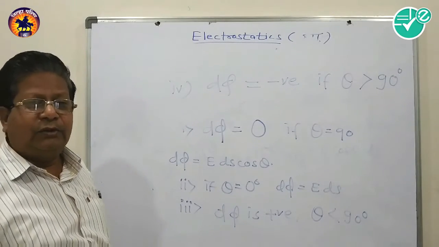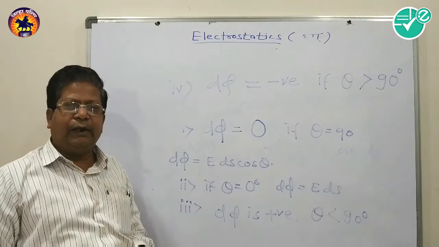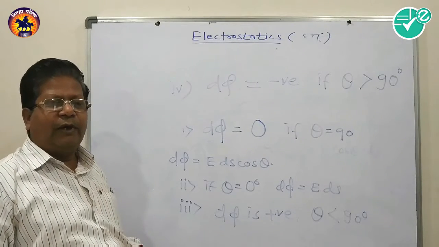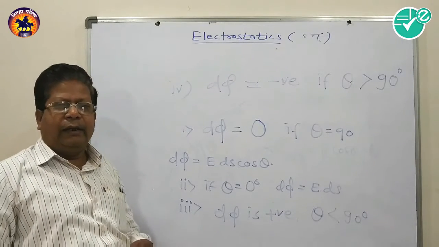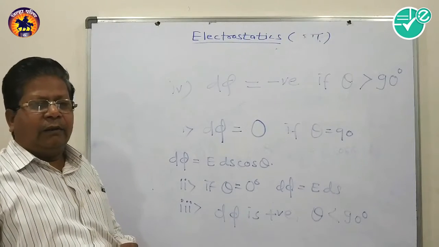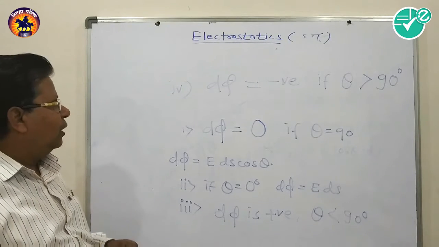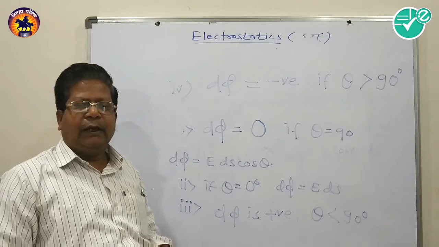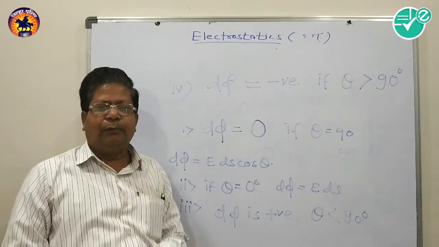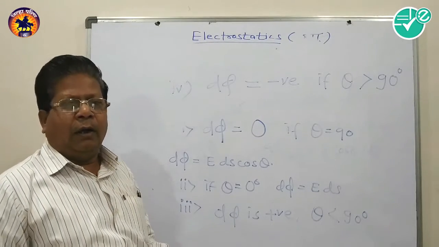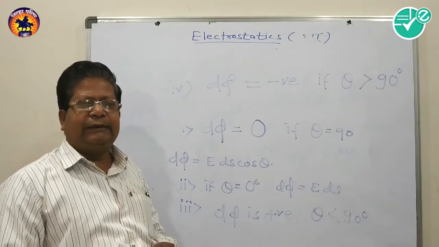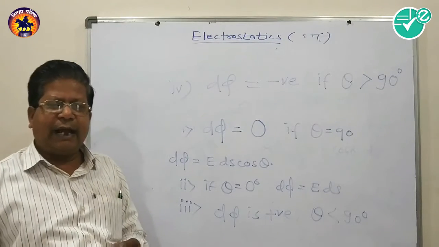So this is an important concept in electrostatics which is very useful in studying Coulomb's law in electrostatics. So electric flux is nothing but the product of the normal component of electric intensity and area ds, and there are four cases.